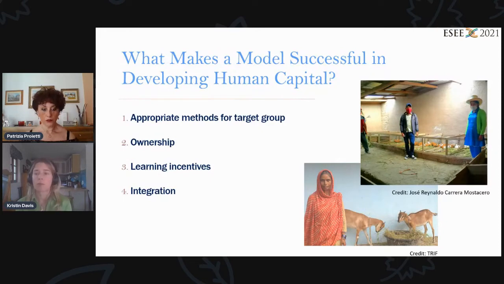Secondly is ownership. Some of the models, for instance, use the self-determination theory, which recognizes that having people's motivation really increases the likelihood of continuing the implementation of a model after the investment part of it is over.